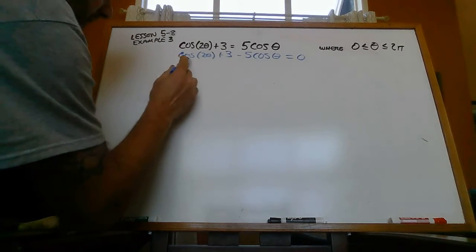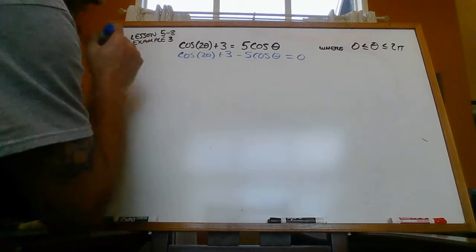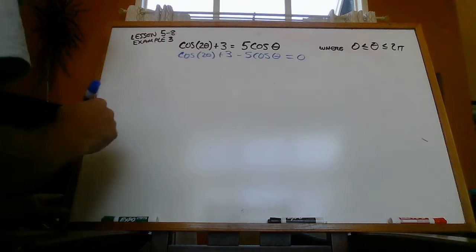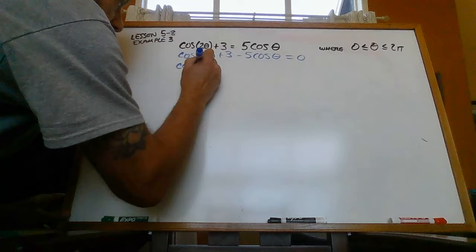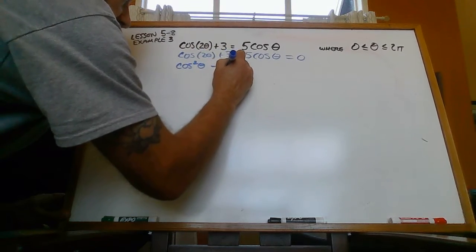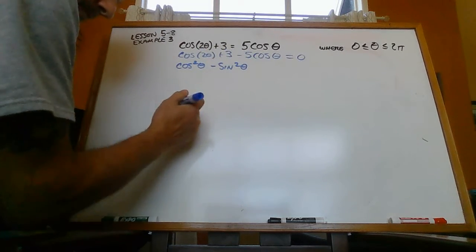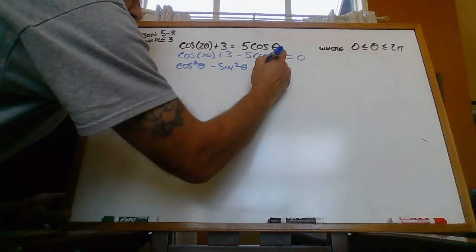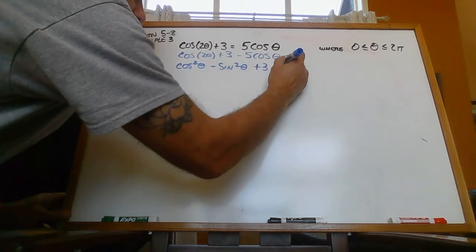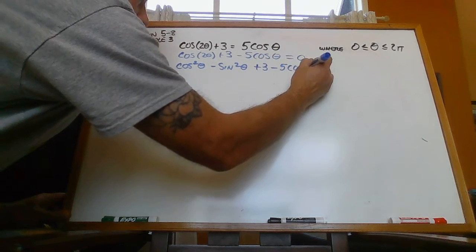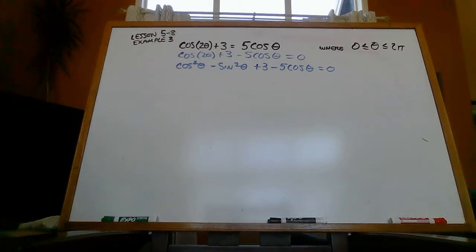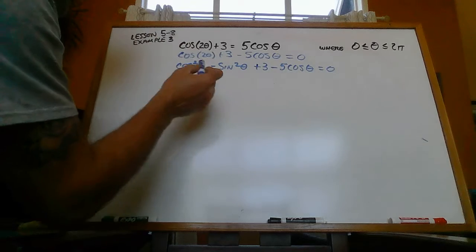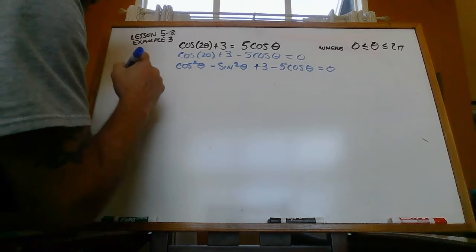Now this right here, if you look on your formula sheet, cosine 2 theta, that's cosine squared theta minus sine squared theta. And we'll just copy the rest of this down here. Okay, so now I've got all these cosines here with this one weird sine squared here.